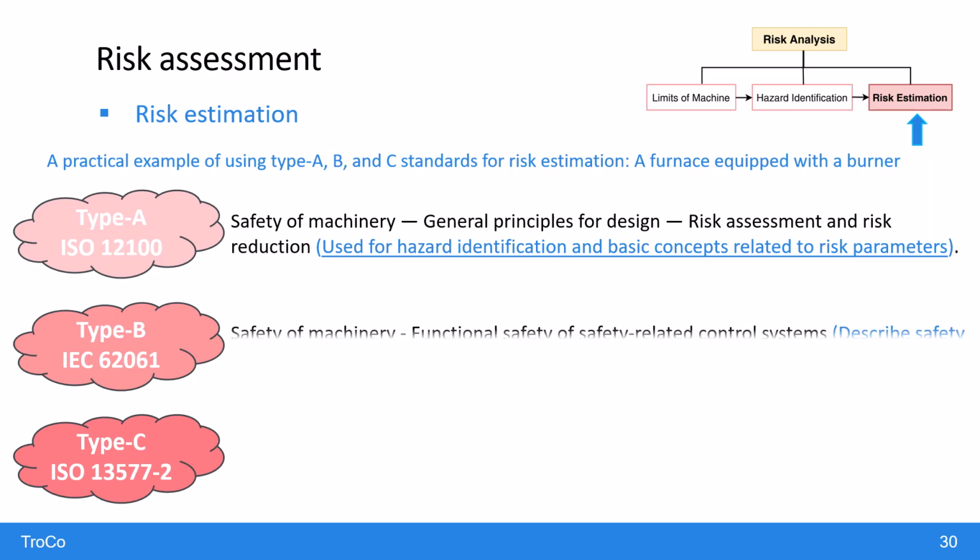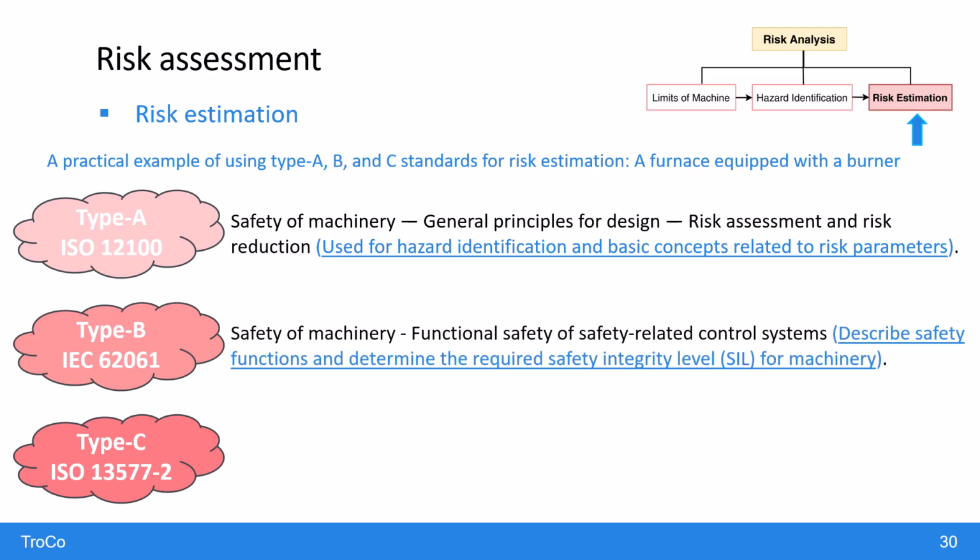Second, determining the required risk reduction using IEC 62061. IEC 62061 applies the safety integrity level, SIL, concept to express the confidence that a safety function will perform as required. As a Type B standard, IEC 62061 is used to determine the required SIL for each safety function implemented by a safety-related control system.